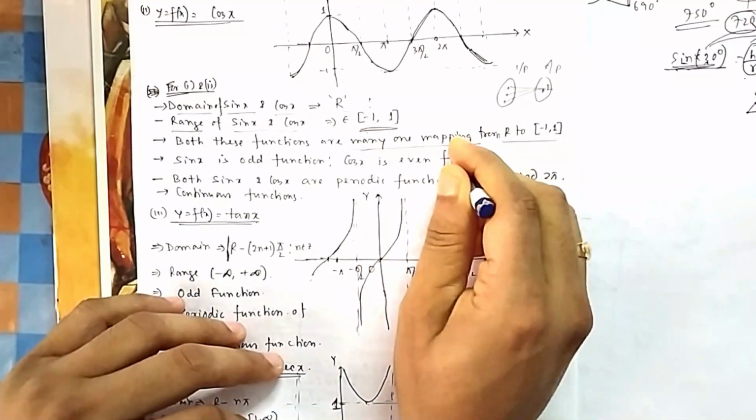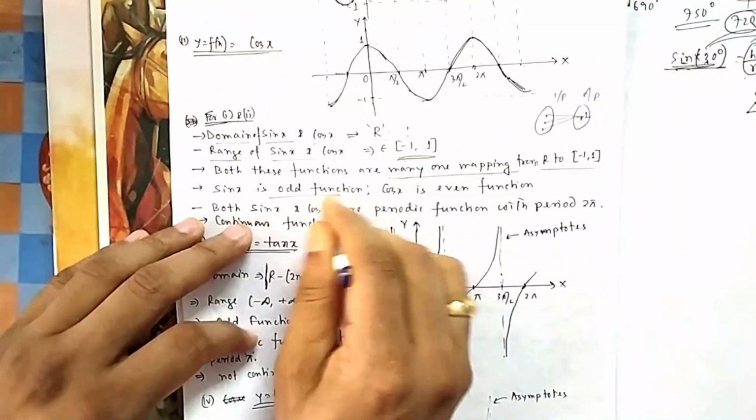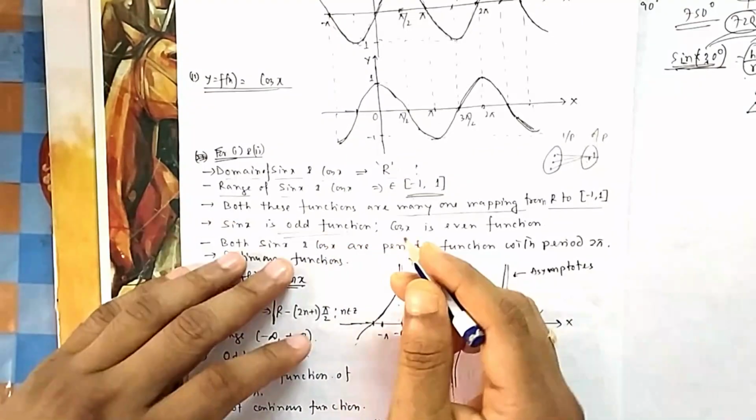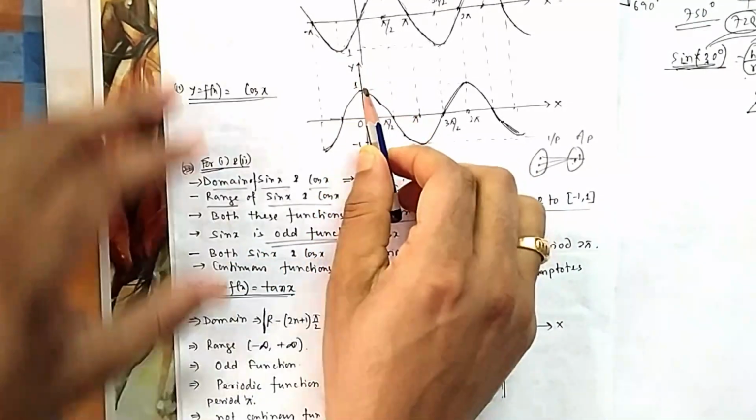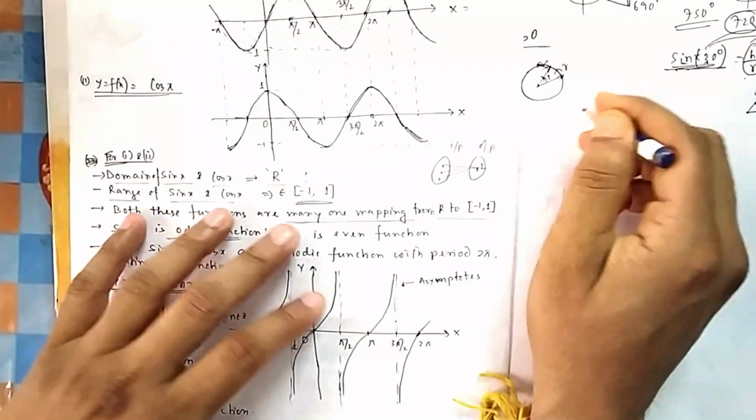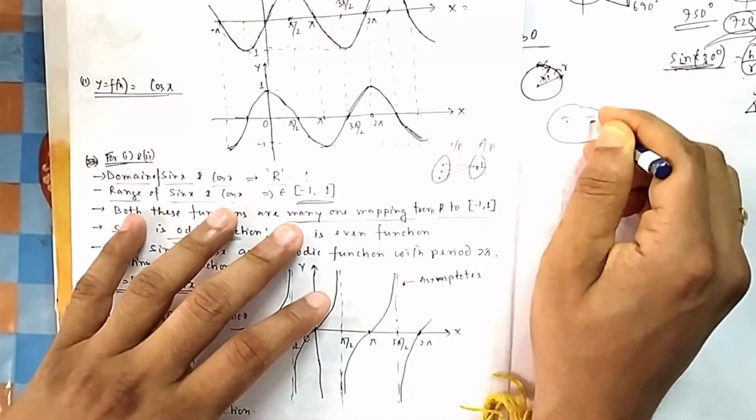This mapping you will also know in functions. Sin x is an odd function. That is also one type of classification of functions. Odd means odd and even. Cos x is even. Even means you can see your face. Your face is an even face. There are two eyes, one nose.